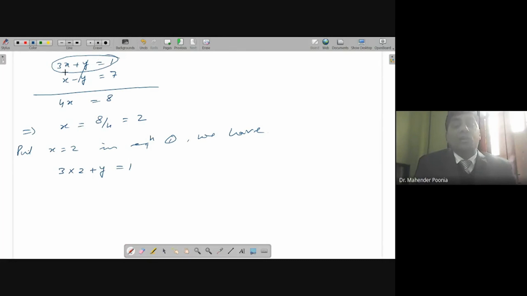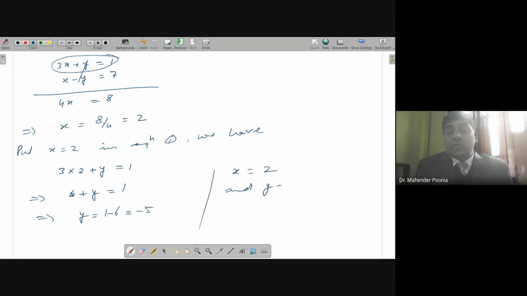We put the value of x is equal to 2. So 3 into 2 plus y is equal to 1. This implies 6 plus y is equal to 1. Or this implies y is equal to 1 minus 6 is equal to minus 5. Hence, x is equal to 2 and y is equal to minus 5. This is our answer. Right?